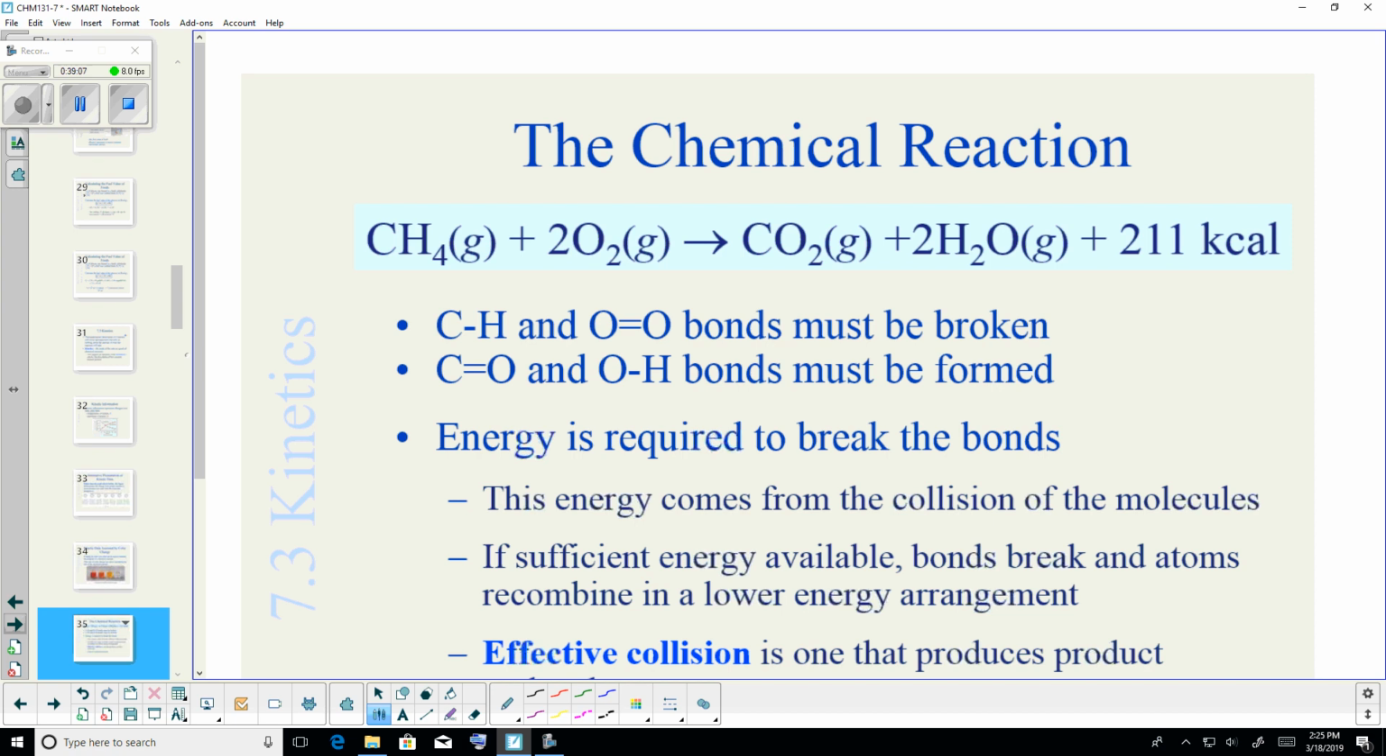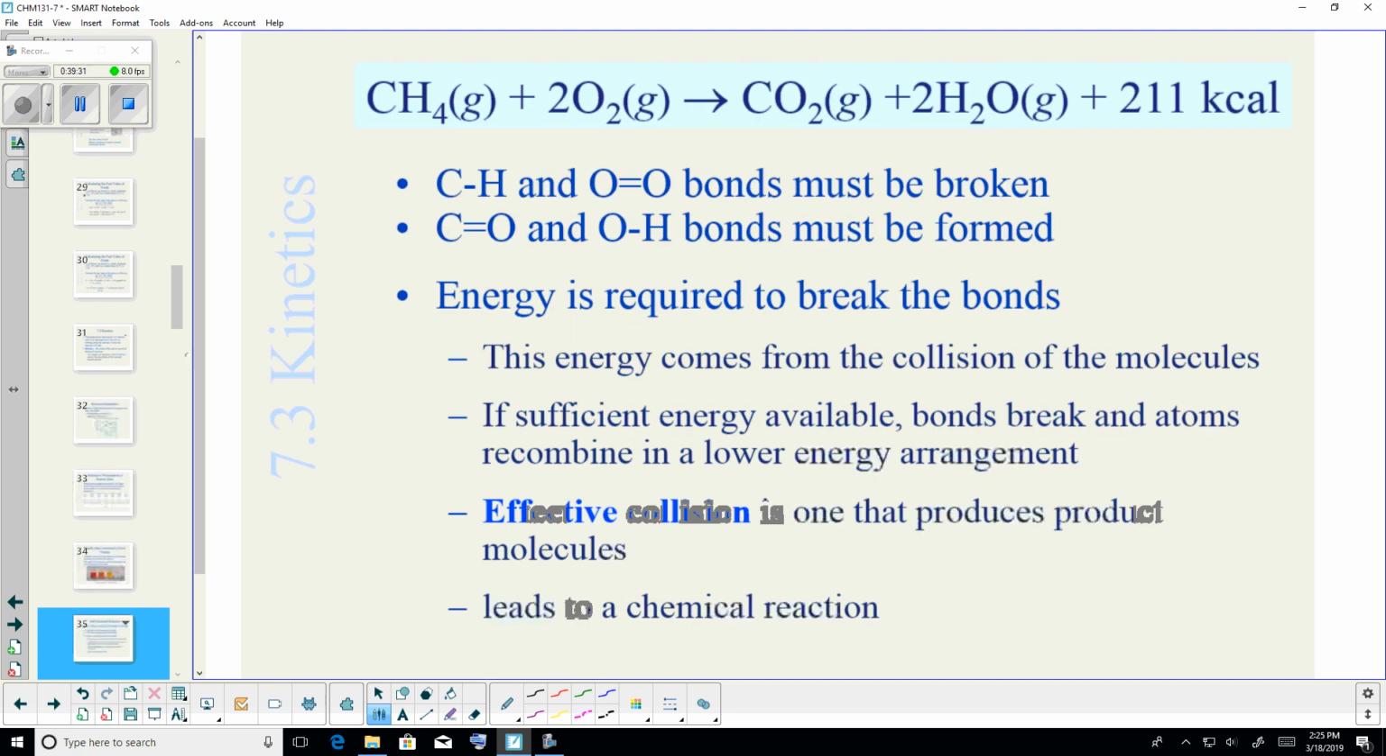So here again, we're burning methane. To do that, we must break the carbon-hydrogen bonds and the oxygen-oxygen double bonds. We have to form the carbon-oxygen double bonds and the OH bonds. So we require energy to break the bonds, so that comes from the collision. And it has to have sufficient energy to break the atoms. And it has to be an effective collision. It's one that produces product molecules and leads to a chemical reaction.